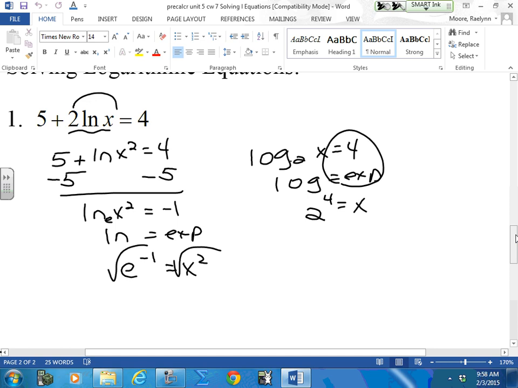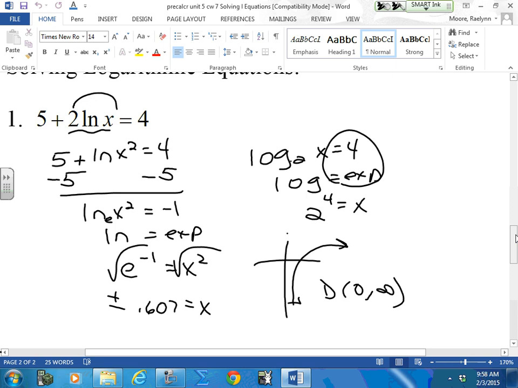But remember, you can't have a negative in your log. Your log goes like this. Your domain for your log is from 0 to infinity. So this guy's going to give you a plus or minus, but you cannot use the negative. You can only use the positive side.